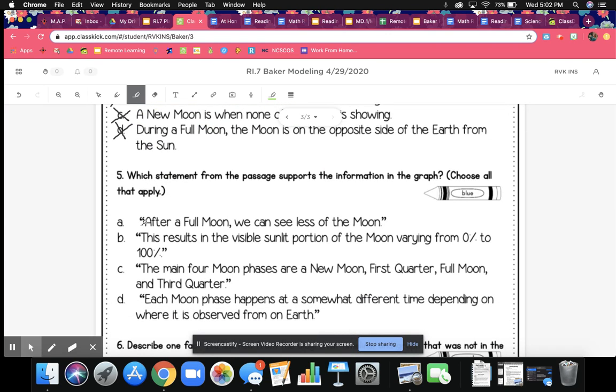Number 5, which statement from the passage supports the information in the graph?